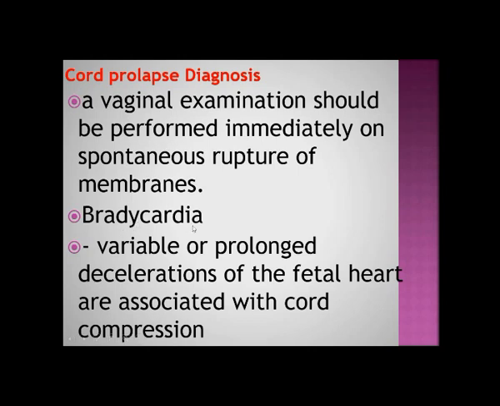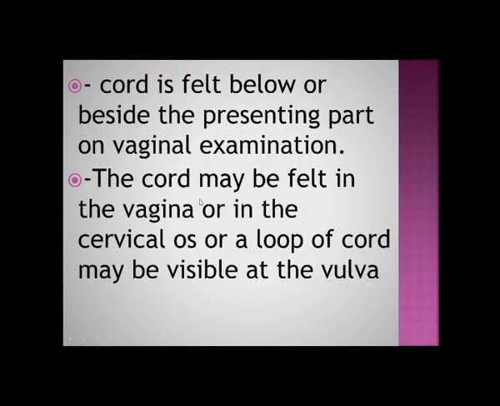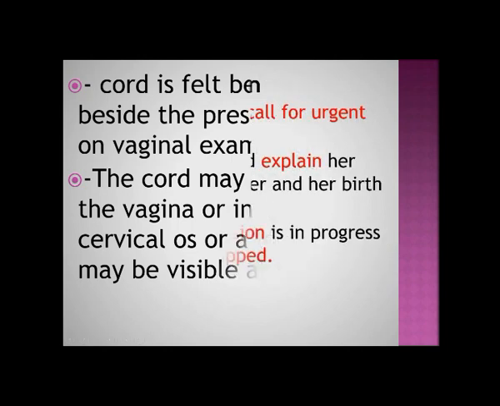Then we can see bradycardia and variable or prolonged deceleration of the fetal heart rate, which are also associated with cord compression. Then the cord is felt below or beside the presenting part on vaginal examination. So after the rupture of membranes, if we do the vaginal examination, we can feel the cord in front of the presenting part. The cord may be felt in the vagina or in the cervical os, or a loop of cord may be visible at the vulva.